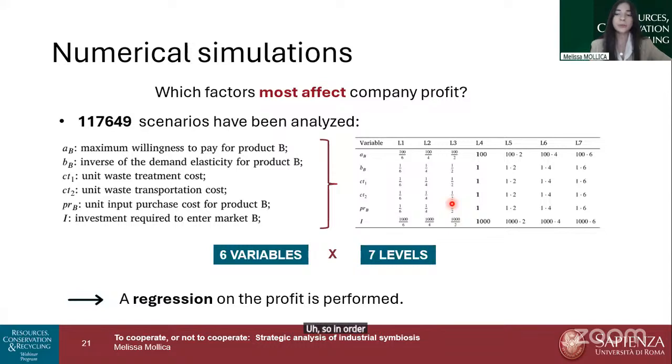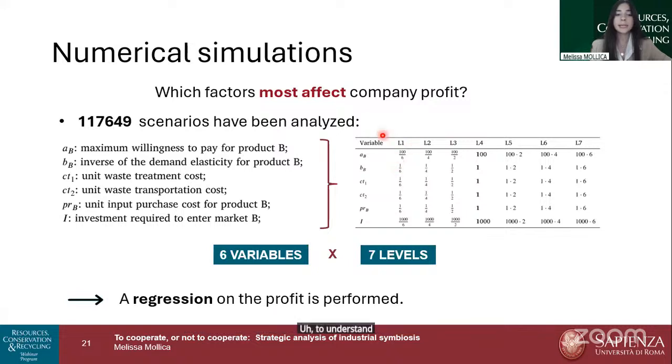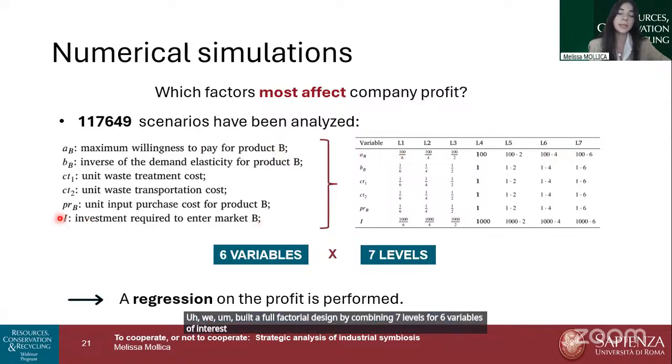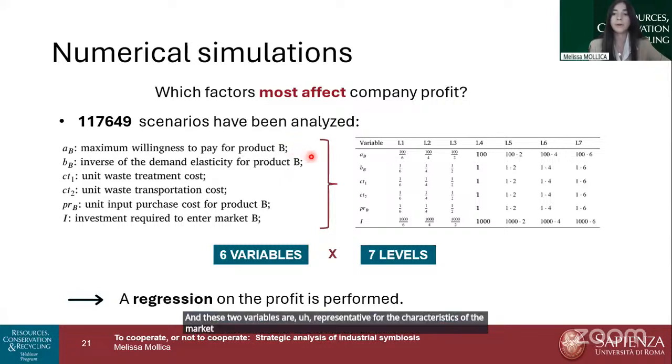So in order to gain some insights from the model, we performed a number of numerical simulations to understand basically which factors can mostly affect the profit of company Alpha, so its decisions. We built a full factorial design by combining 7 levels for 6 variables of interest. Specifically, we considered the maximum willingness to pay for product B and the inverse of the demand elasticity for product B, which is related to the market B size. And these two variables are representative of the characteristics of the market where possibly company Alpha can enter.